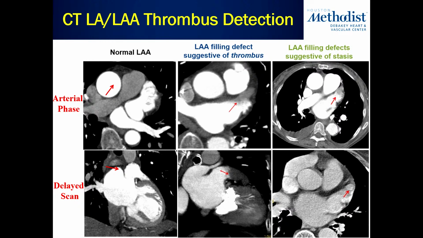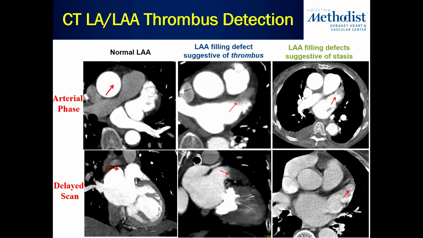And the concept will be the very same between CT and CMR, and that is that thrombus should not take up contrast. So if you look at a normal left atrial appendage on the left, you can see both on the arterial and delayed scans, you have complete opacification of the left atrial appendage. If we look on the far right, you'll see a filling defect on the arterial phase, which is in the middle group, a filling defect on the arterial phase with persistence of that filling defect on the delayed phase. So, this is very reminiscent of thrombus.